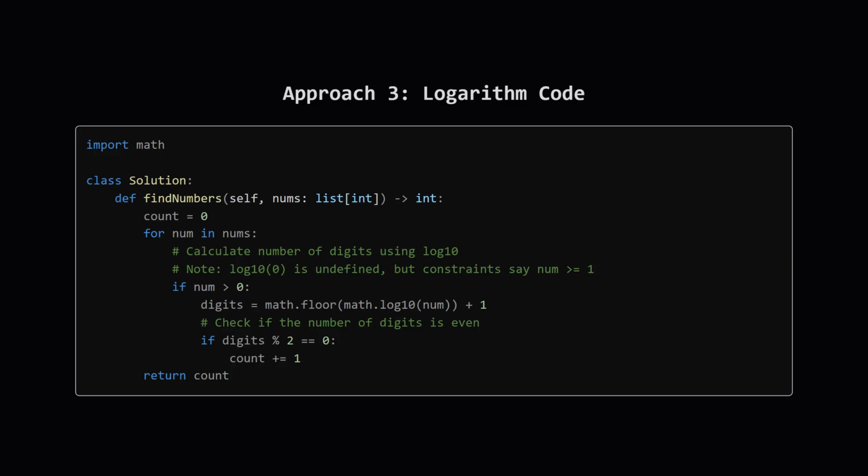Okay, here's the code using the logarithm approach. We need to import math first to get access to the logarithm function. As usual, start the count at 0 and loop through the numbers. Inside the loop, we calculate the number of digits. We use math.log10(num) to get the logarithm, math.floor to chop off the decimal part, and then add 1. We store this result in digits. Then, just like in the other methods, we check if digits is even using digits % 2 equals 0, and increment count if it is. Finally, return the count. Note, we add a little check if num greater than 0, because logarithm of 0 isn't defined, but the problem constraints guarantee numbers are at least 1, so it's mostly for completeness.